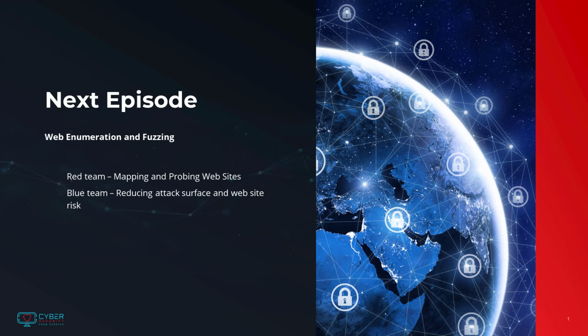The next episode is going to be a big one. We're going to talk about web enumeration and fuzzing. We're going to take the enumeration skills that we discussed previously and adapt them now to be used for scanning and evaluating websites. On the blue team side of things, similar concept where we're going to take the same ideas of reducing our attack surface and containing information and applying that specifically to website configuration.